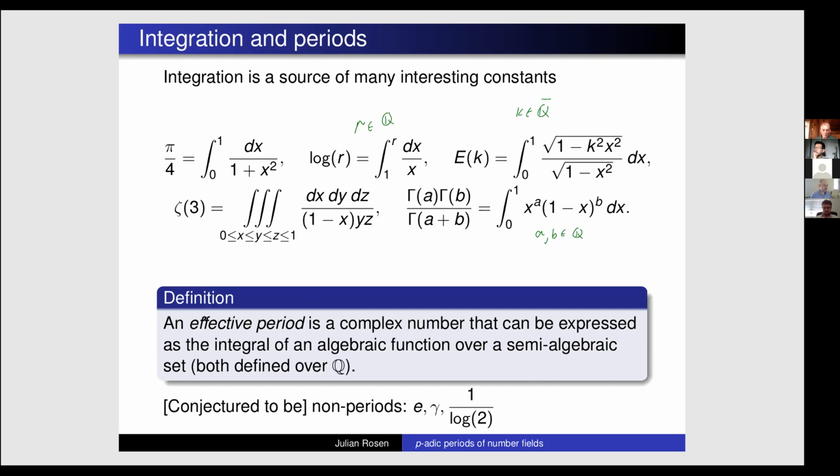Let me just mention also this term, effective period. There is a more general notion of not effective period, which should just be an integer power of 2 pi i times an effective period. I'm basically only going to be worried about the effective periods, but there is this slightly more general notion.